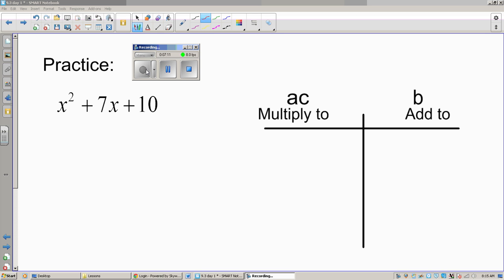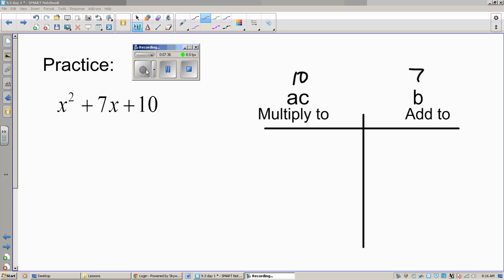Five. Well, no, what are we multiplying? What do you mean? Oh, wait, like the A and C? Yes, the A and C. 1 and 10, so 1 times 10 is 10. Good. And what are we adding to? 7. Good. Now, since we're adding to 10 and adding to 7 and multiplying to 10, what's our answer, Austin?